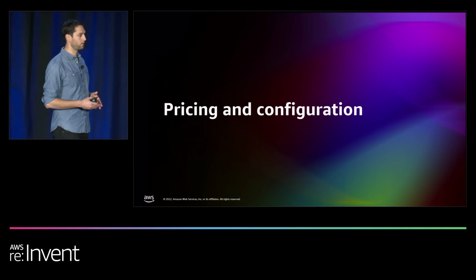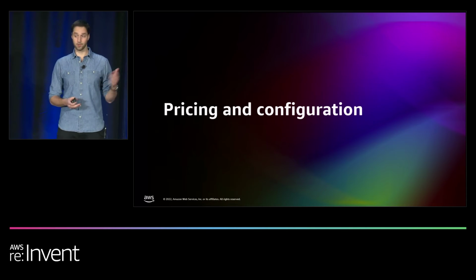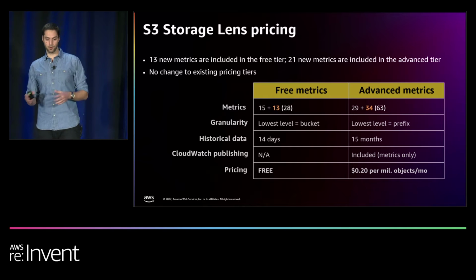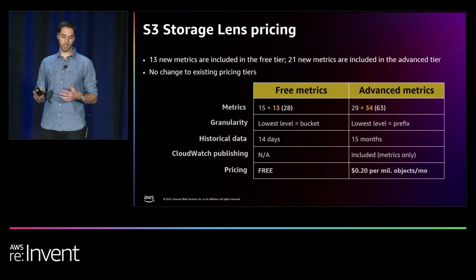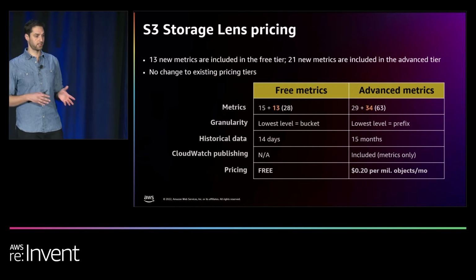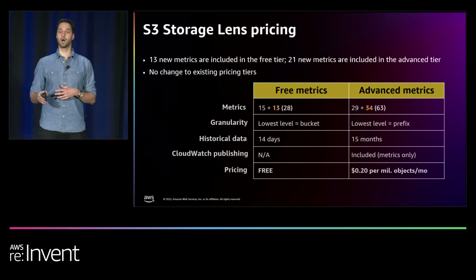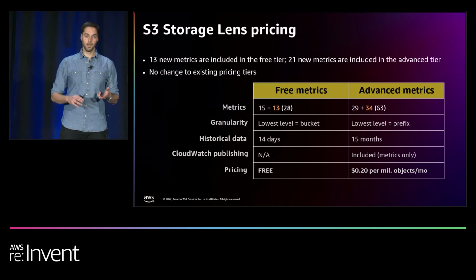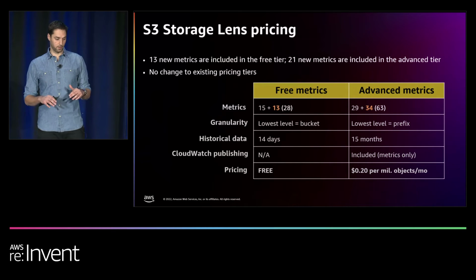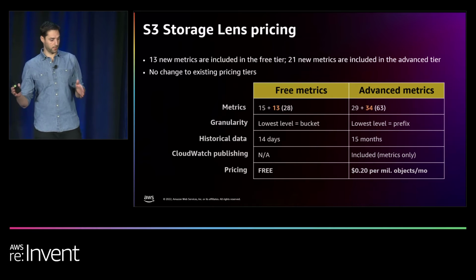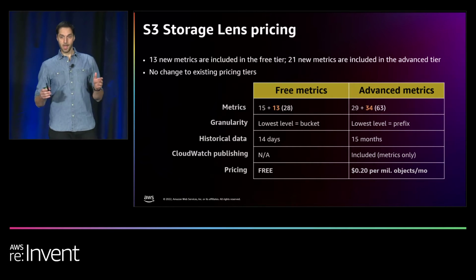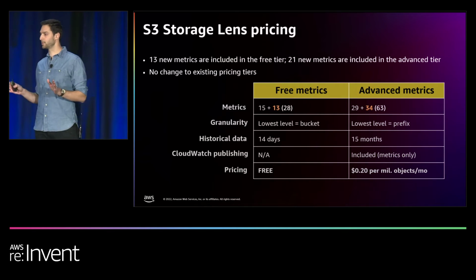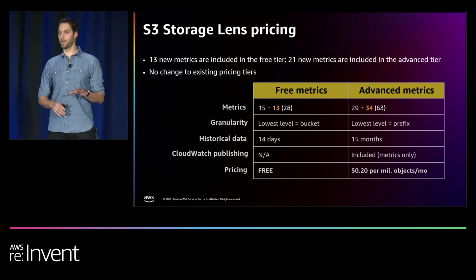Before we go over to the use cases and the practical examples, I want to cover the pricing and the configuration for these new metrics in Lens. As a recap, Storage Lens has a two-tier pricing model, with a free tier that is auto-enabled for all customers and a paid tier that comes at a price of 20 cents per million objects monitored per month. Once you upgrade from the free tier to the advanced tier, you get access to more capabilities in Lens, including more metrics, deeper granularity levels going down to the prefix level, longer historical ranges of data, and the CloudWatch publishing option. I want to call out that with this release, we're not making any changes to our pricing model, so everything stays the same. The metrics are spread across the two tiers, with 13 of them included in the free tier, and the remaining 21 included in the paid tier.